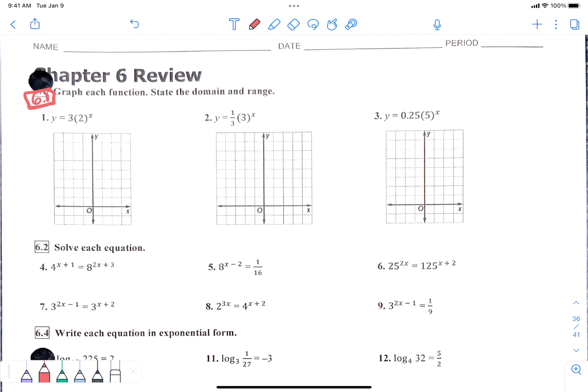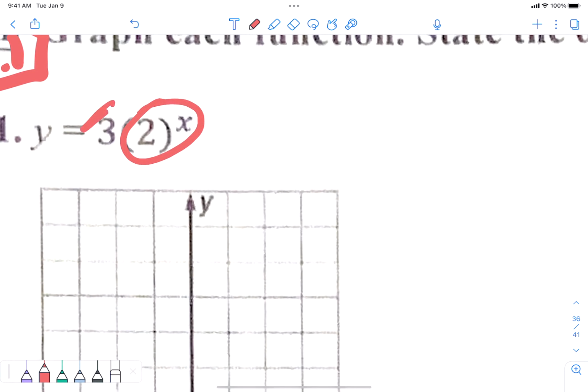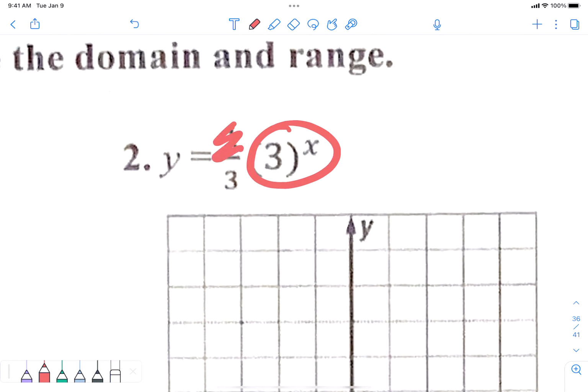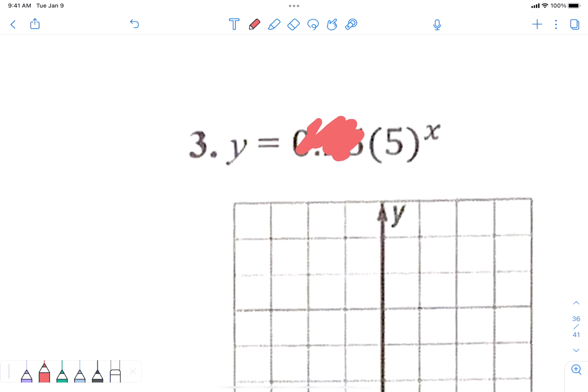These are exponential functions. Are they growths? Are they decays? Two are decay, and one is growth? Actually, they're all growth. The only number that you look at is the number that is to the x power. We don't care about this 3. So this one is doubling each time. This one is tripling each time. We don't care about the 1/3. This one is taking times 5, quintupling each time.